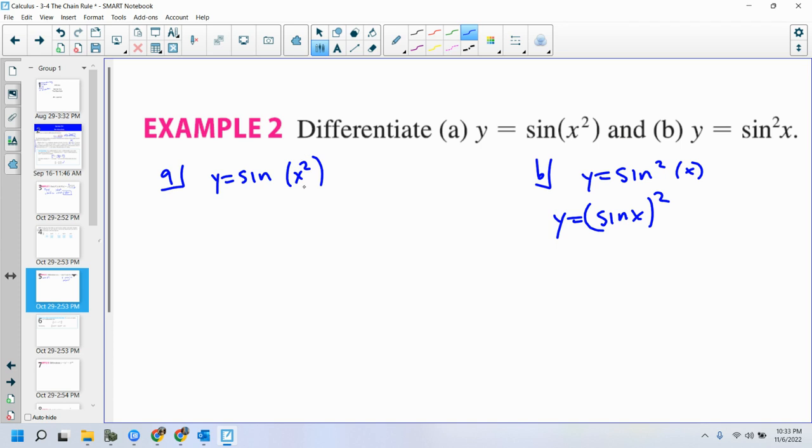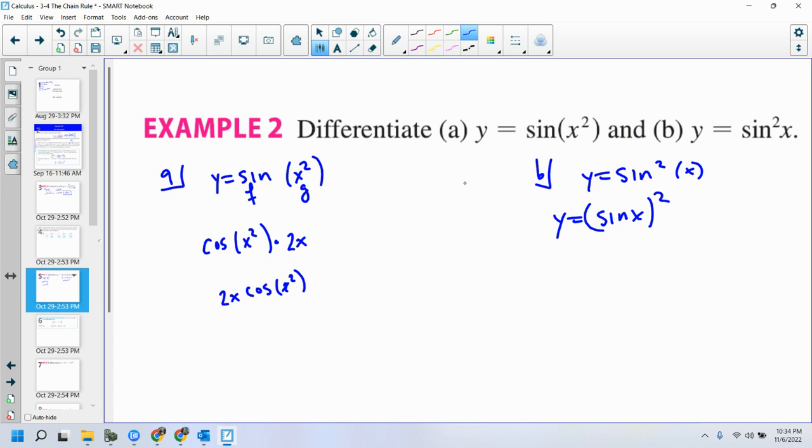Well, my inner piece, this g, is the x squared. The sine is the f. So I take f prime of g times g prime. So what is the derivative of sine? It's cosine. So cosine of x squared, leaving the g, f prime of g, times g prime. Peel away the layer of the sine, and we find the derivative of the x squared is 2x. So I would just rewrite this as 2x cosine x squared.